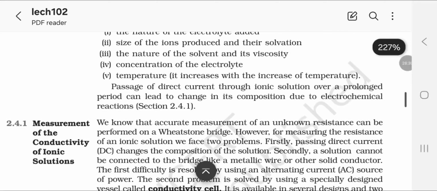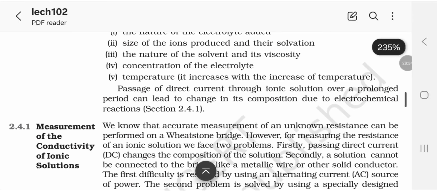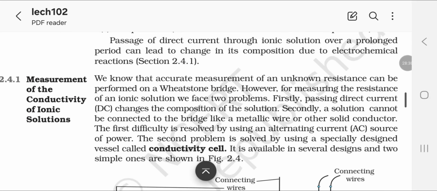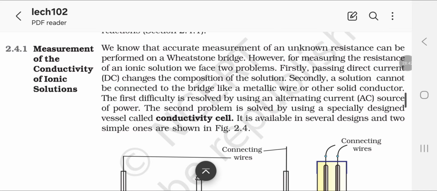2.4.1 Measurement of the conductivity of ionic solutions. We know that accurate measurements of an unknown resistance can be performed on a Wheatstone bridge. However, for measuring the resistance of an ionic solution, we face two problems. Firstly, passing direct current changes the composition of the solution. Secondly, a solution cannot be connected to the bridge like a metallic wire or other solid conductor.